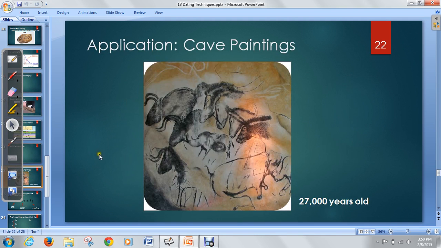Let's look at another application of radiometric dating. Not only can we date rocks and minerals, but we can also date things like cave paintings.